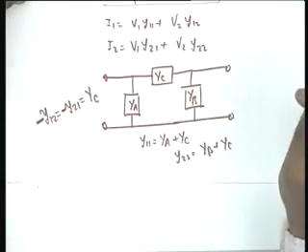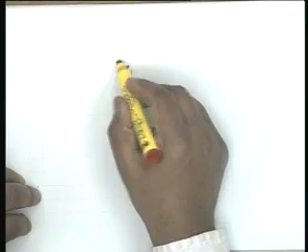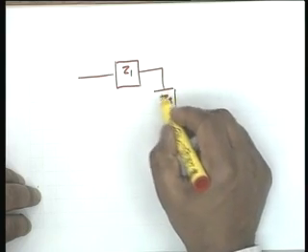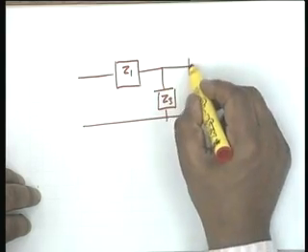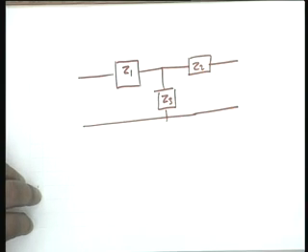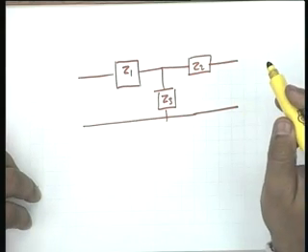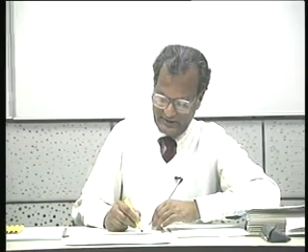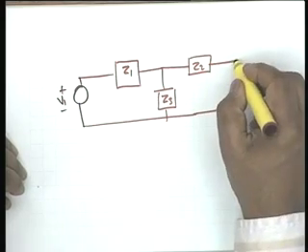Alright. Now let us take a little more difficult example, that is we take the T network Z1, Z3 and Z2. We are required to find out the y parameters of this network, and we apply the general procedure. The general procedure is at ports 1 and 2 you connect a voltage generator V1 and V2.